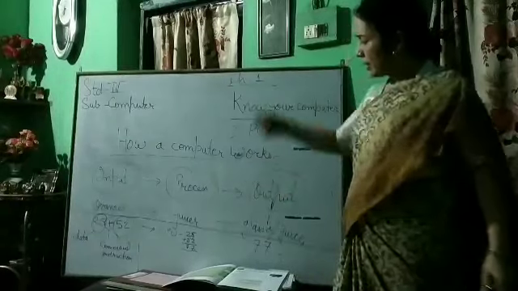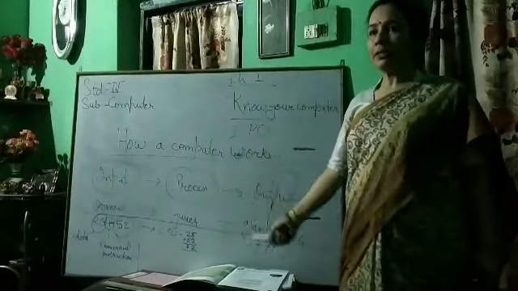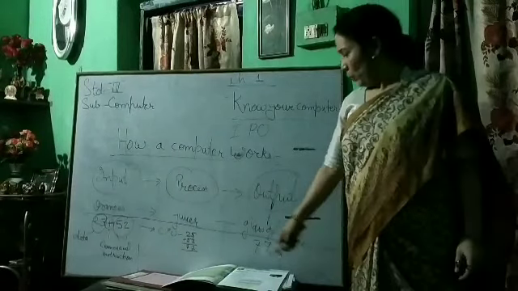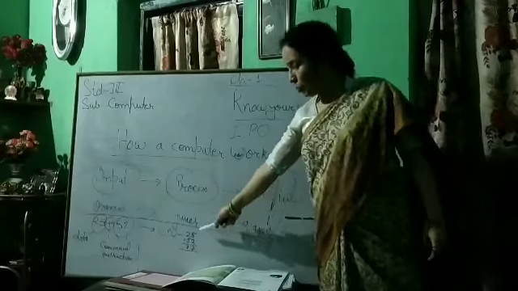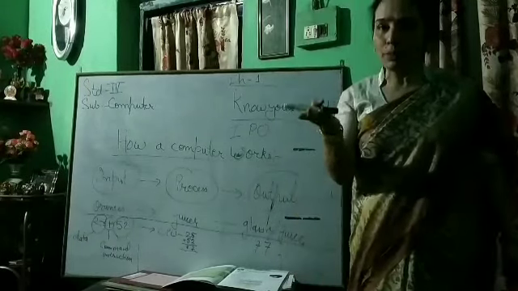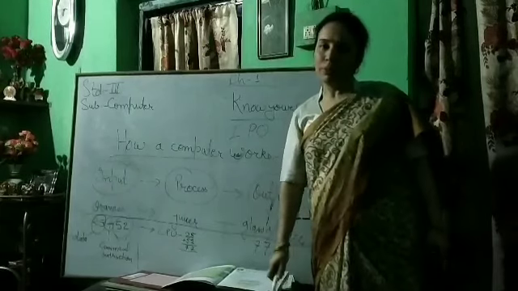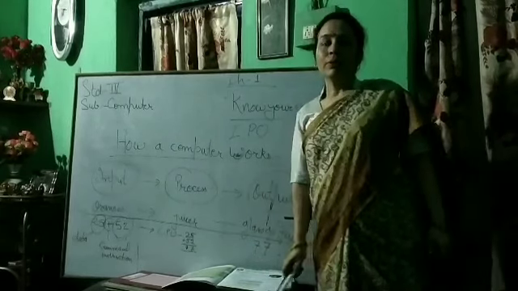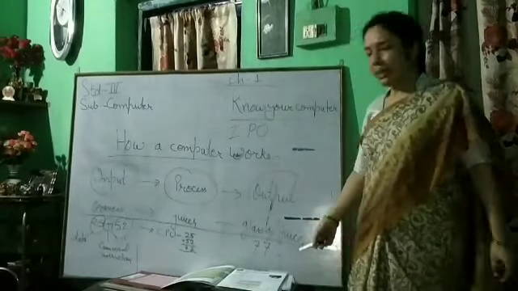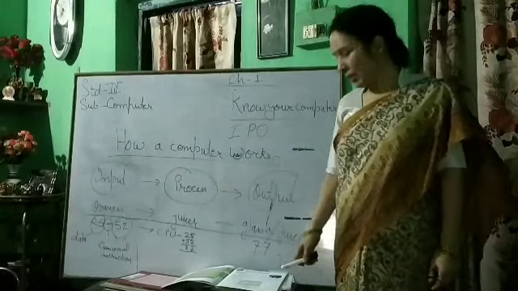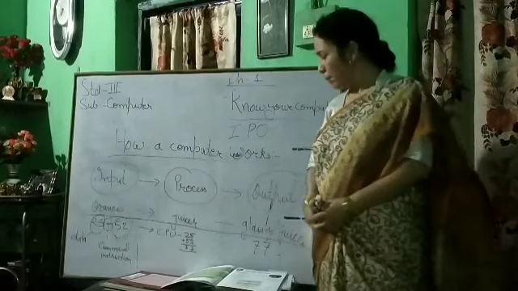Now, the processor will process these numbers, 25 plus 50. Processor means here CPU. CPU is the processor of the computer. So, the processor will add these two numbers, 25 and 50. And finally, we will get the output. Output will be 77.